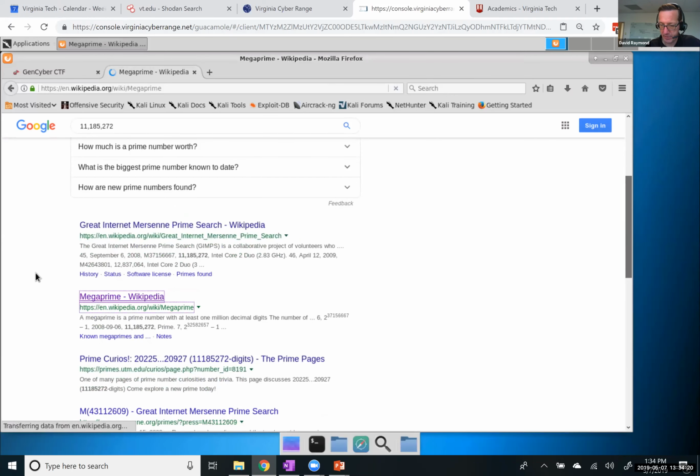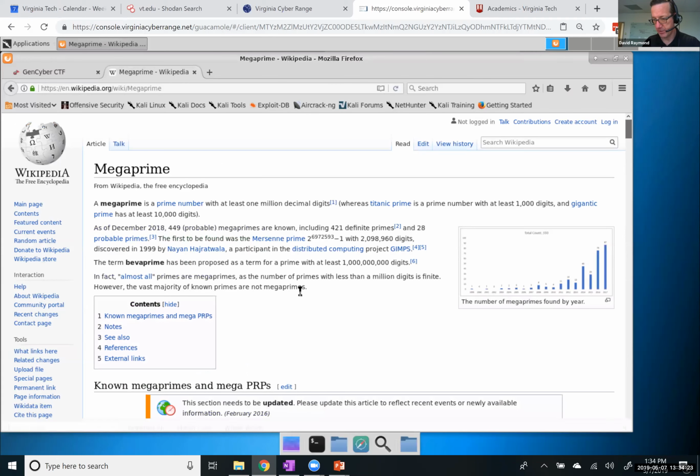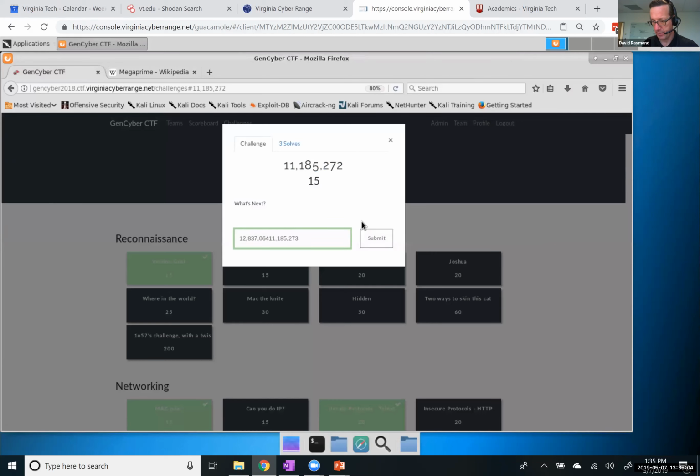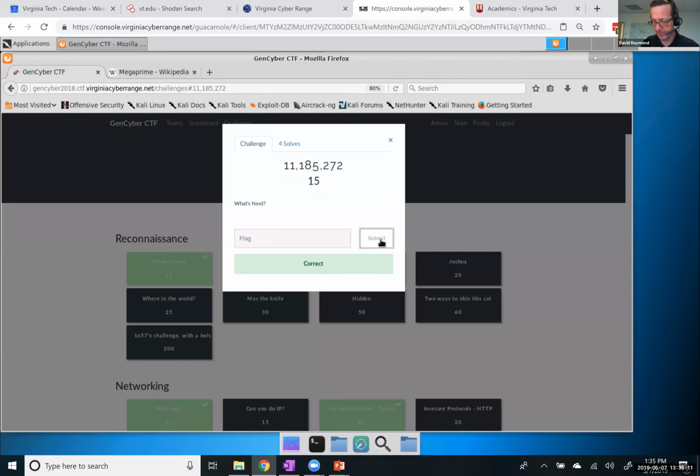mega prime. No, what is this? Let me do a search on this page for that number, and I'll paste it in. Oh, okay. Okay, so here's that number, and what's next? Decimal. Oh, this is the number of digits in large prime numbers, and this appears to be the largest, the most number of digits in these prime numbers. So I'm going to grab this. A little bit easier maybe. And that's the answer.